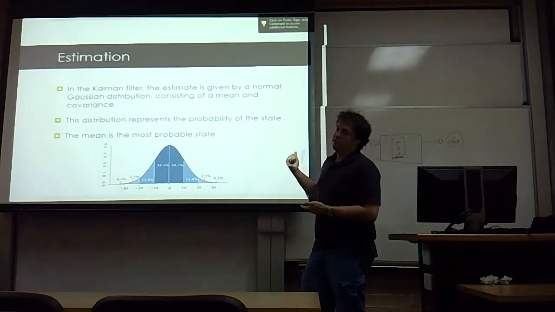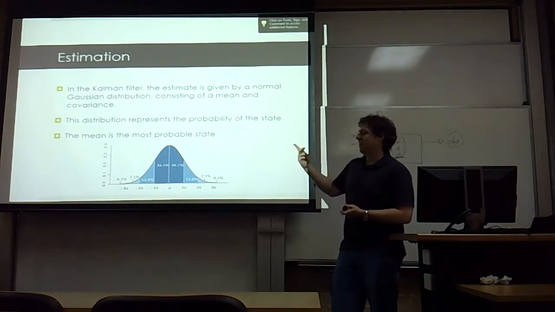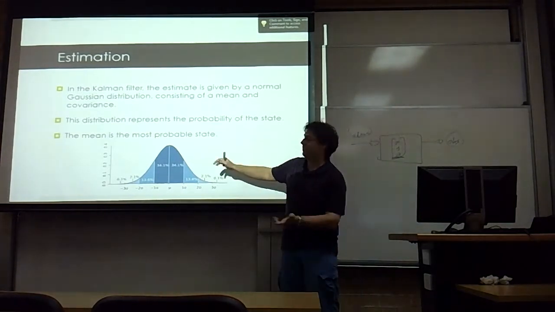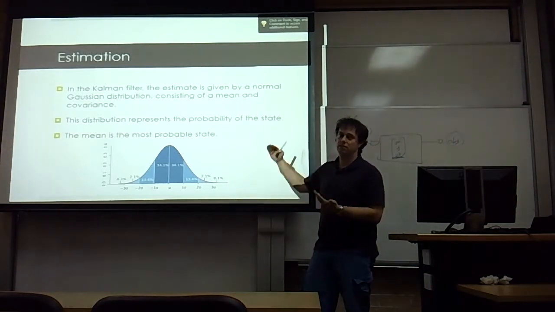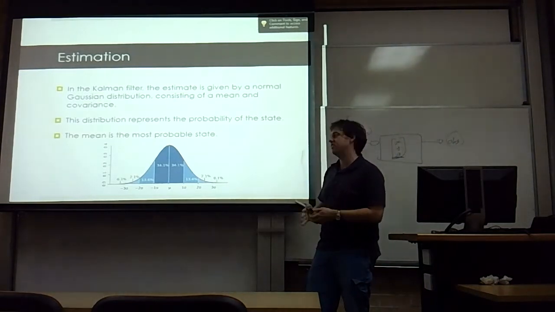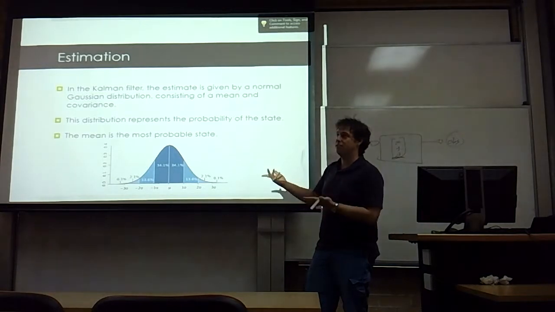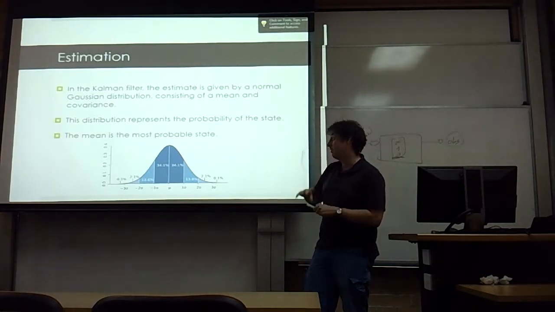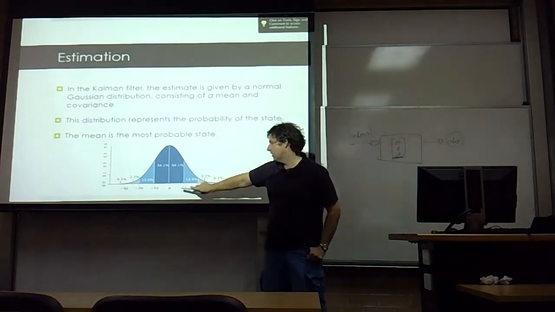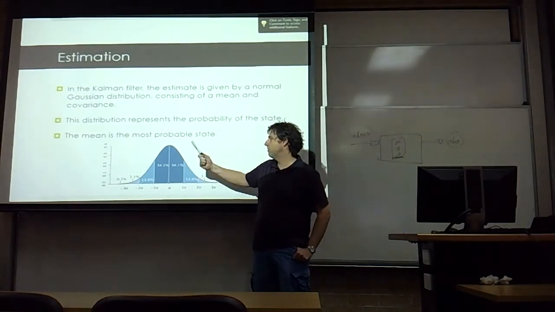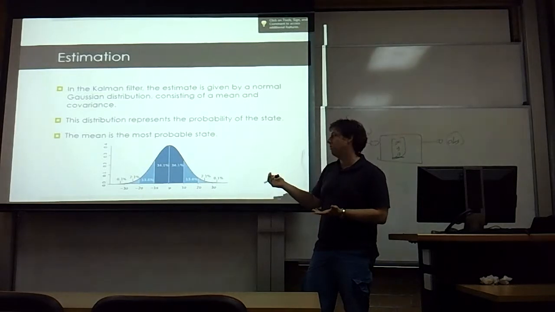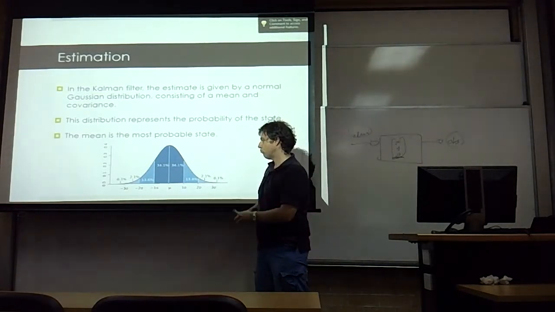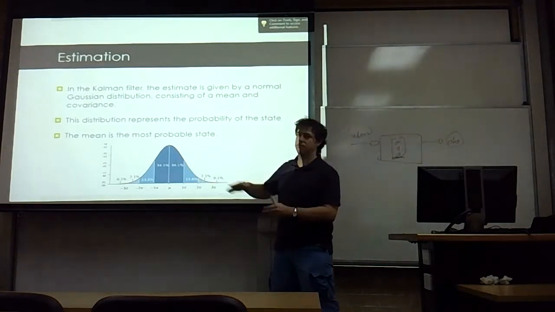So in the Kalman filter, the estimate is given by a normal Gaussian distribution. You can see that here, and that gives a probability graph of the likely position of the robot. Of course in practice it's a multi-dimensional one. This is just a one-dimensional one, but it's represented using the mean, which is the most probable position, and a covariance which describes the shape of this curve, how spread out it is.